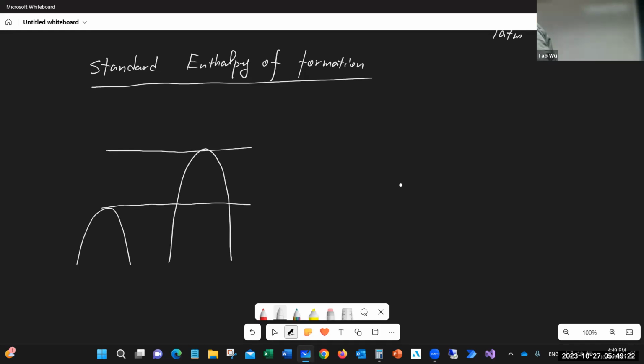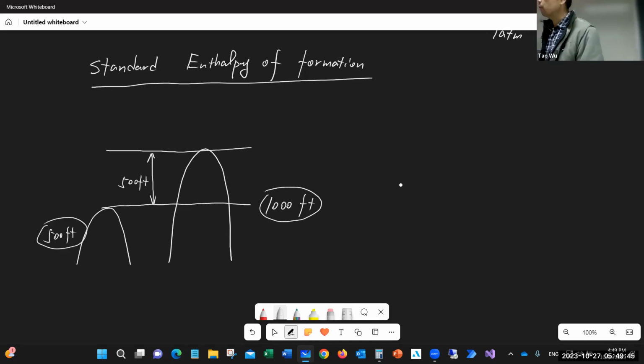You can add them and subtract. You add them and subtract. So generally you try to find the difference. If you know this higher mountain is 1,000 feet, this one is like 500 feet, so the difference over here is just 500 feet, right? So this is what you got, right?